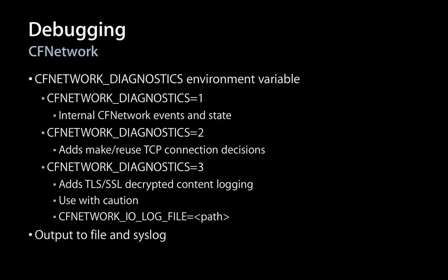This can be really useful for debugging problems, but it's also very dangerous. Be very careful about how you use this. A lot of times, the things that are encrypted with TLS and SSL are done so for a reason. And with this logging turned on, it'll end up going to the system log, which anybody can get access to. So you need to be kind of careful with this. You can set another environment variable, CFNetwork IO log file, and that'll force all of the clear text to get output to that file instead.